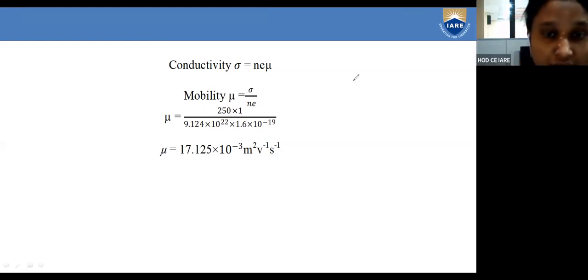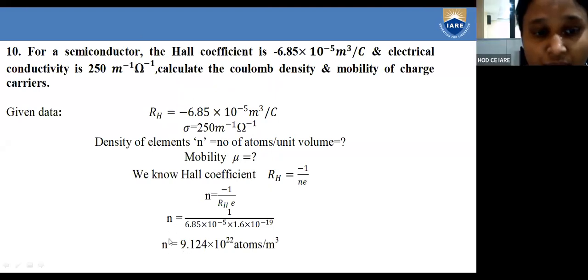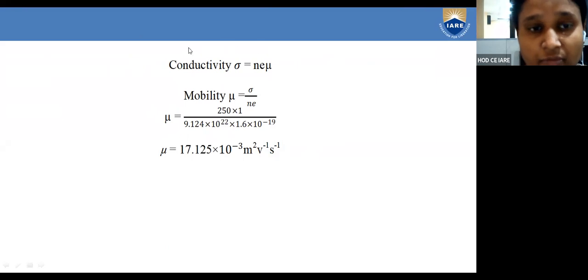See here, so what else we need to find? We have seen that in the problem, we are supposed to find charge density as well as mobility. So we have calculated Coulomb density, which is nothing but charge density. Now we need to find mobility. So what is the formula for mobility?